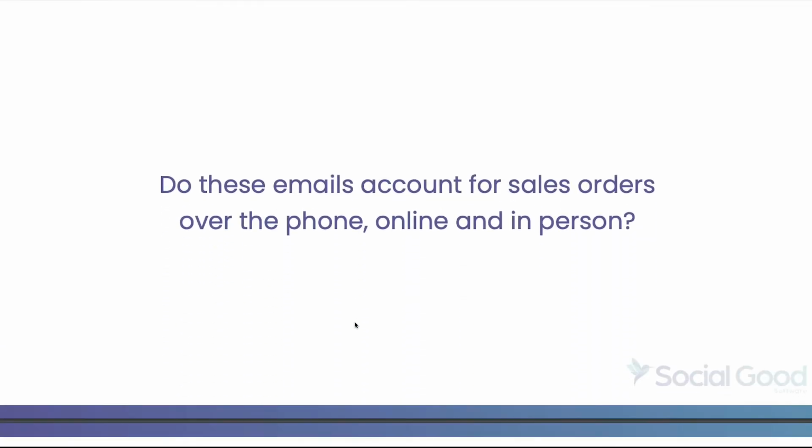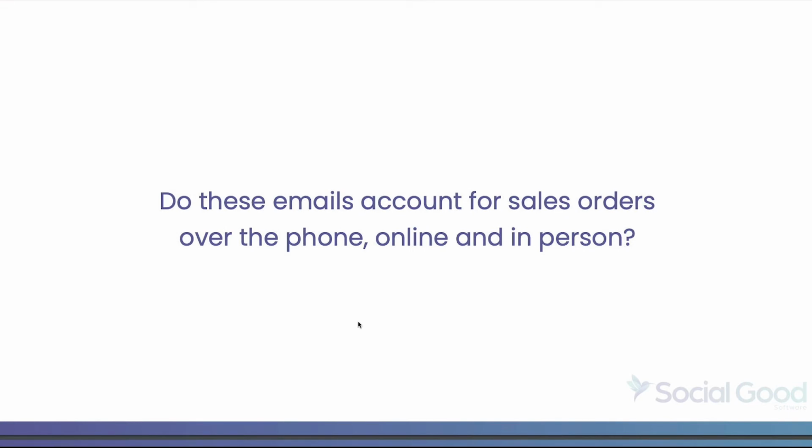All right, so now we have a little FAQ here that I want to go through. These are kind of the most common questions we have received, and I just want to share with you how they work. So do these emails account for sales orders over the phone, online, and in person? So this includes advanced sales, daily sales, and online sales. These emails will account for all 3 types of sales methods. If you want to exclude a specific type like daily sales or advanced sales, you totally can. That just has to be done at the query level.